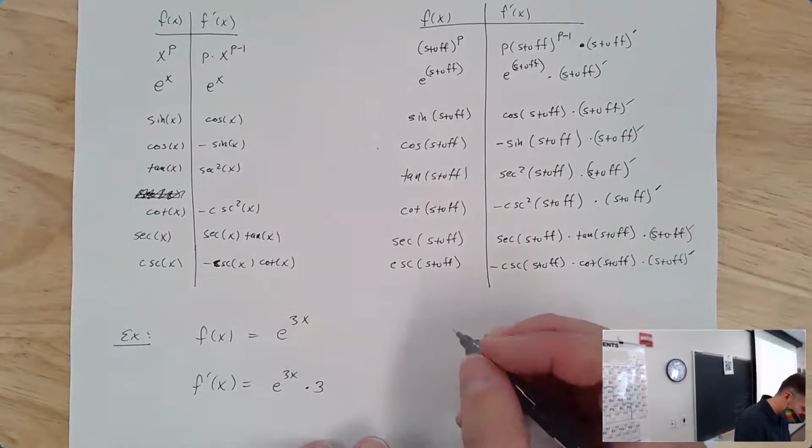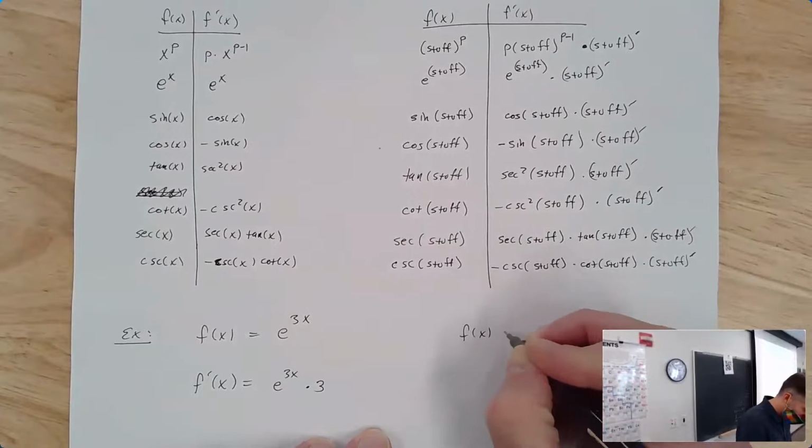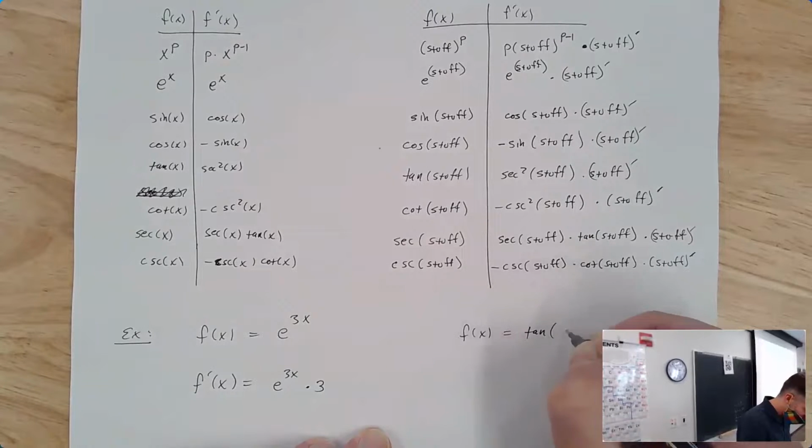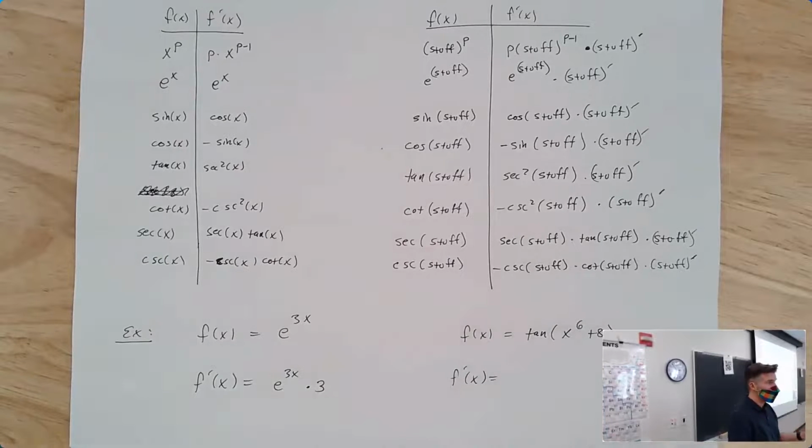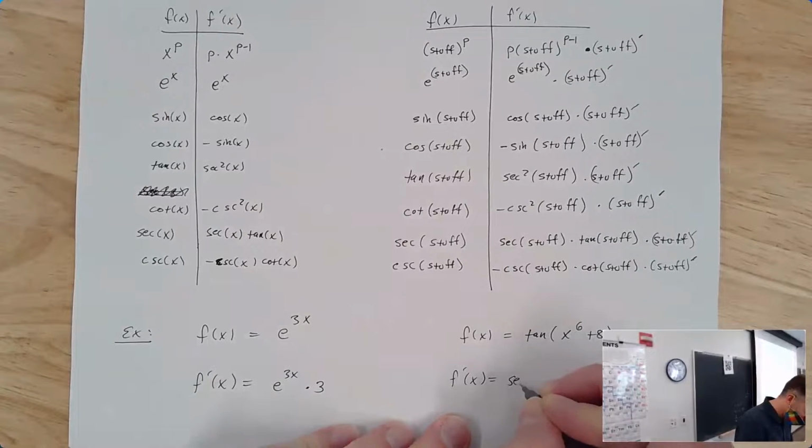And for example, if my function was tangent of x to the 6 plus 8, I know the derivative is going to be, well, the derivative of tangent of x is secant squared of x. The derivative of tangent of some stuff is secant squared of the stuff times the derivative of the stuff.